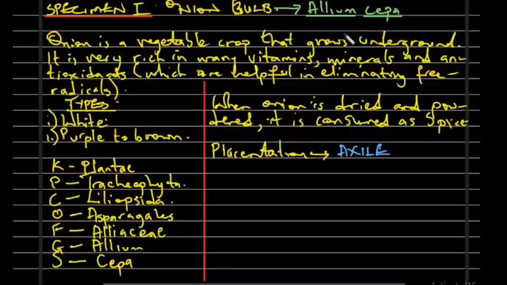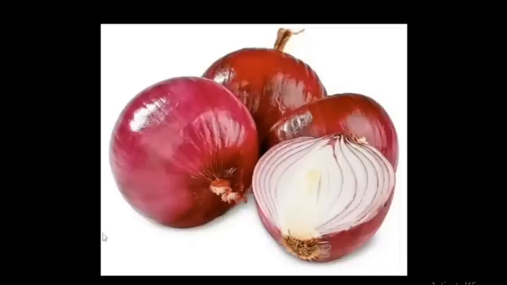For this particular crop, we said that the placentation is axial. The placentation in onion bulb is axial. So we need to see what that looks like. This is what we are talking about. This is the Allium cepa. We can see how it looks. This one here has purple to brown coloration. We have those that are white also.